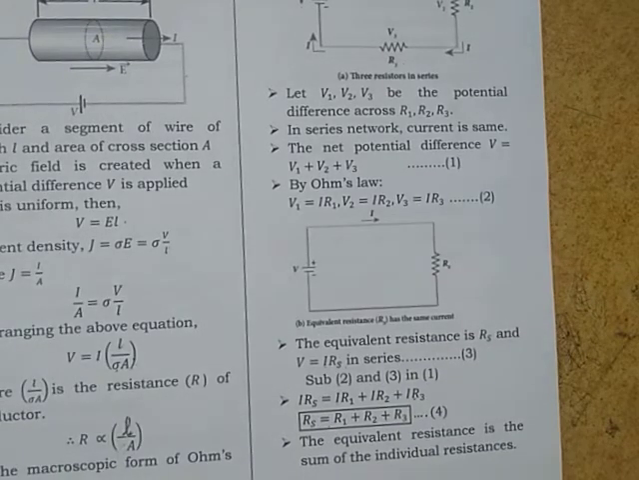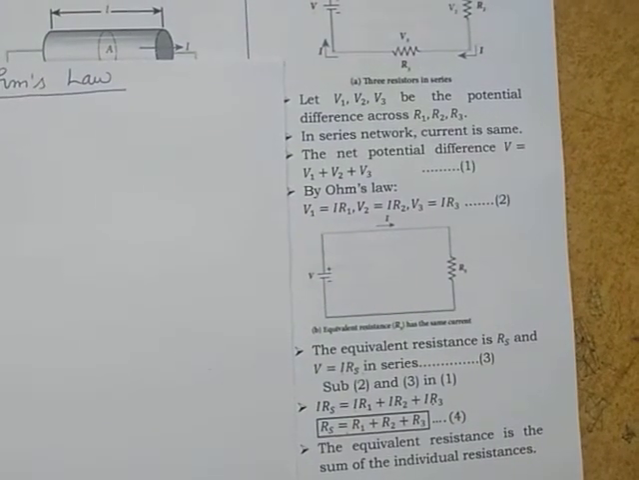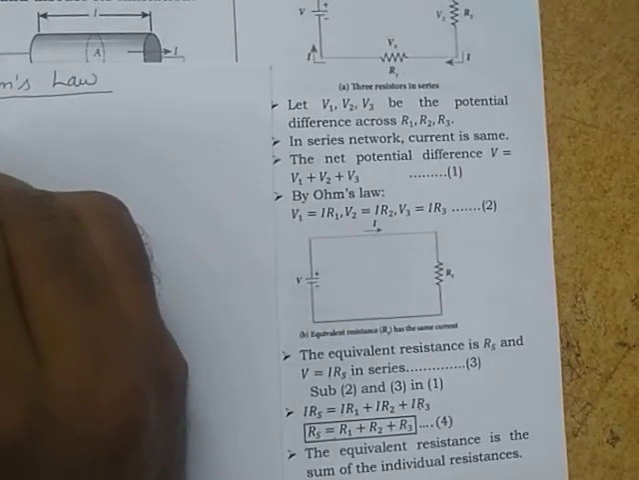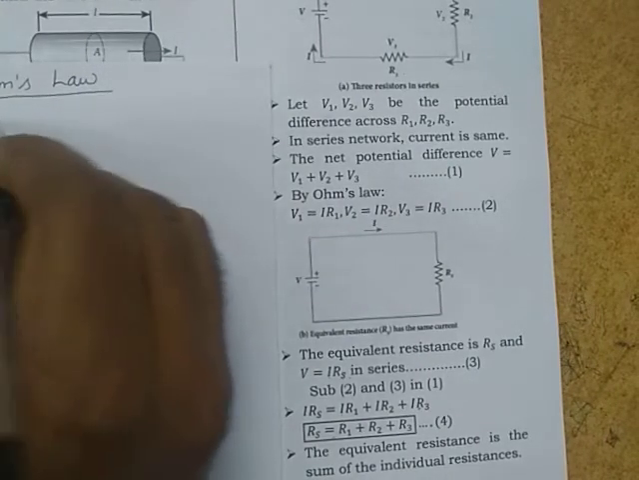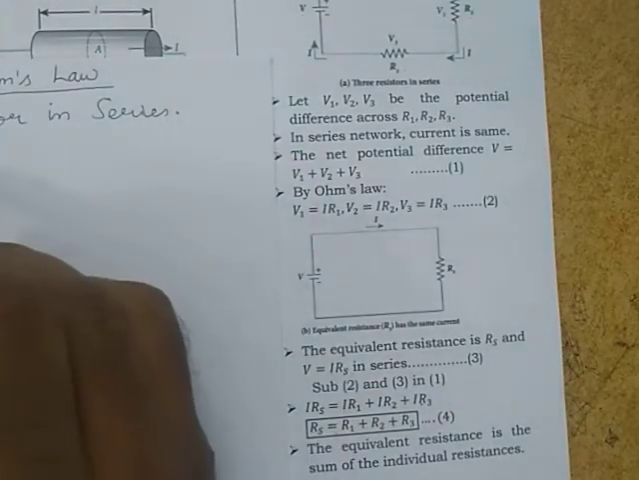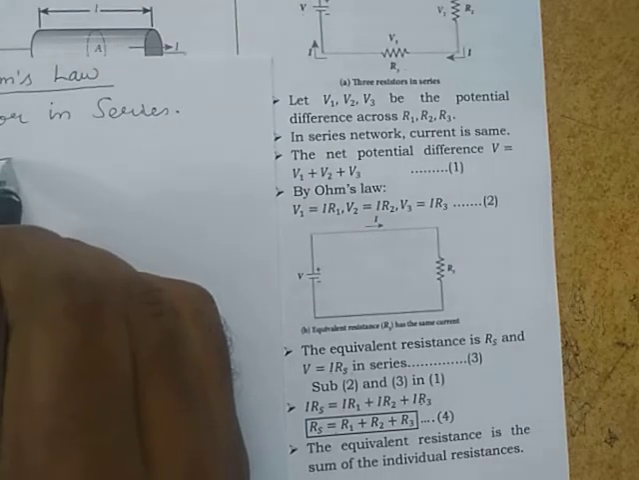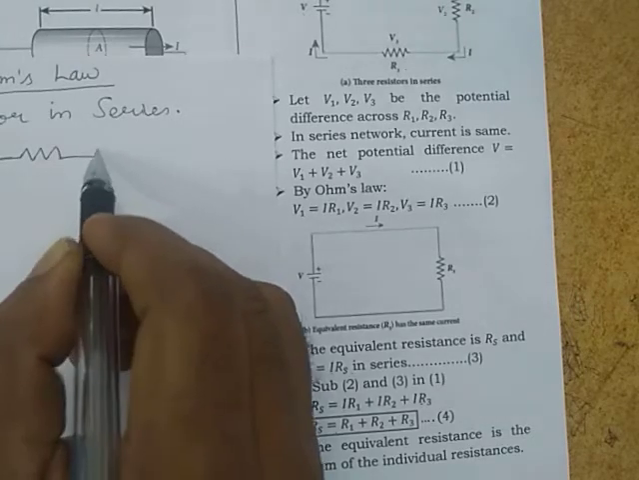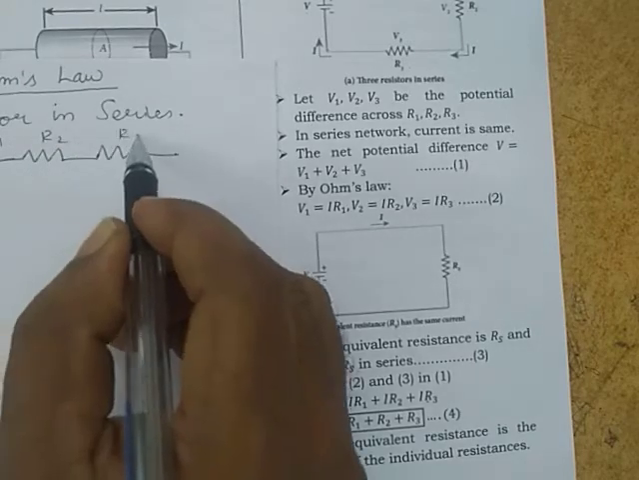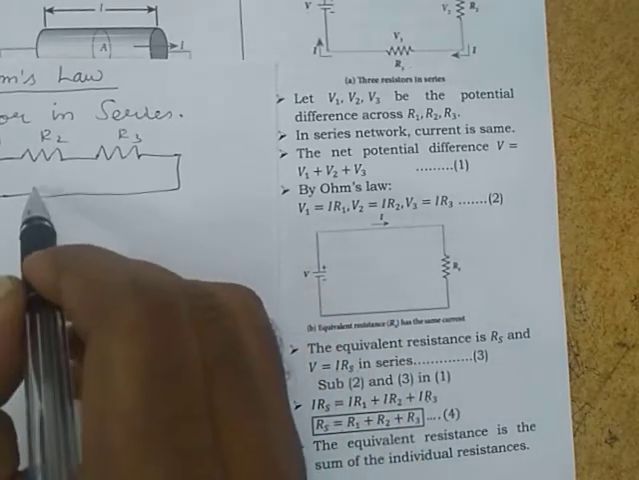For this question, let me see what the important things are that you need to know. First one, the question is resistors in series. For this we need to draw a diagram, having the resistors R1, R2, R3 connected in series. Then the free ends, that means the free terminals, are connected with a battery of potential difference V.